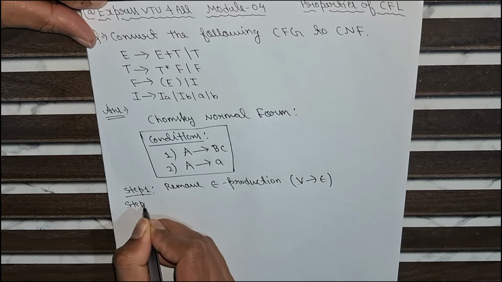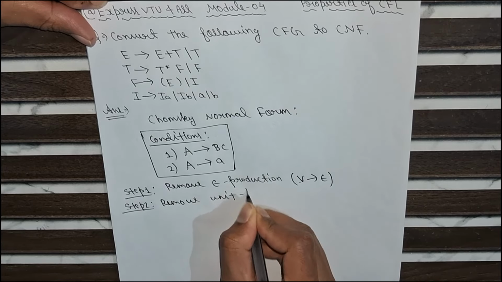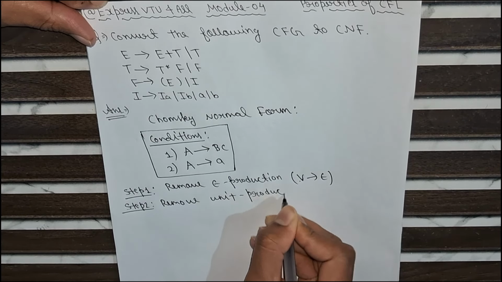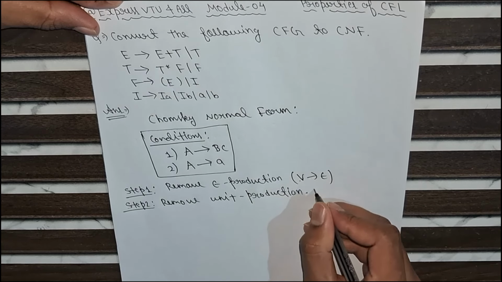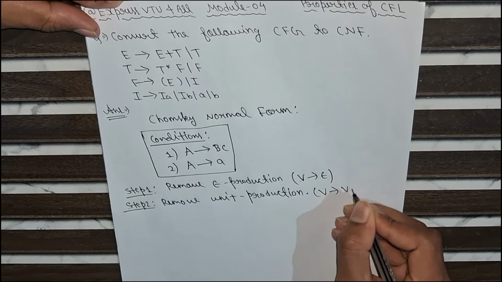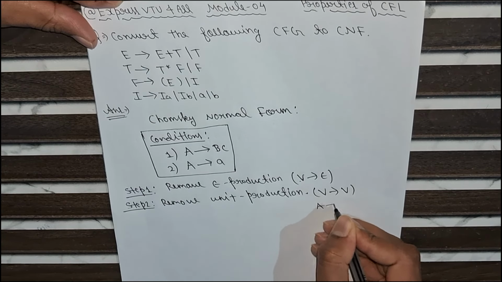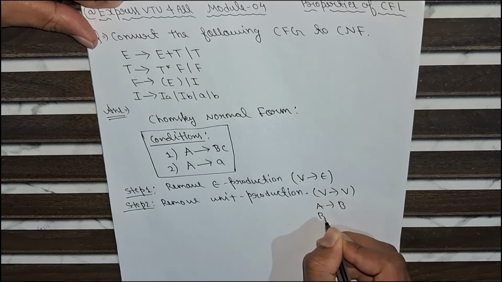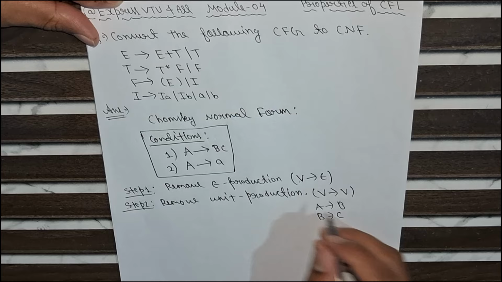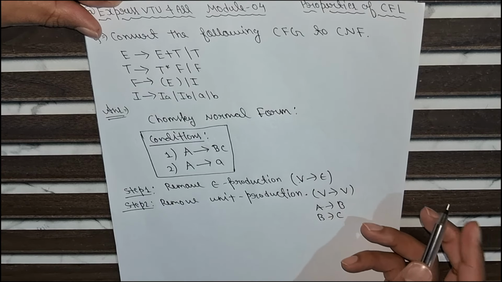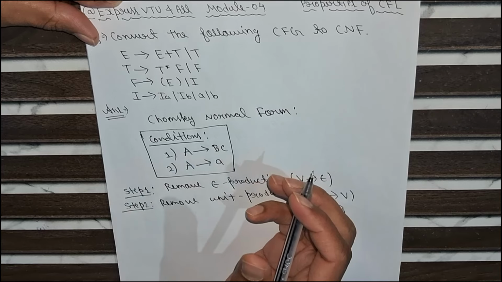Our step 2 is to remove unit production. Unit productions are those in which a variable implies a single variable, like A implies B or B implies C. On the left side there is a single variable and on the right side it is also a single variable. So we will remove that. How will we remove that?